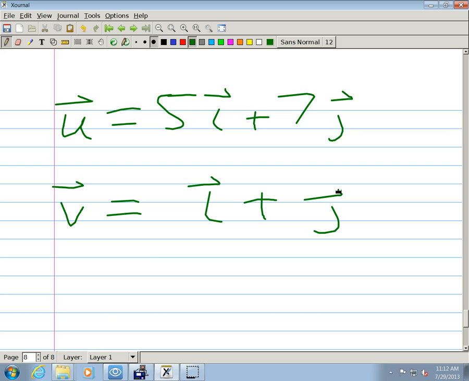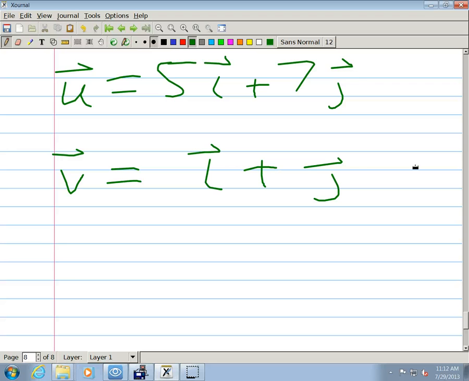Okay. And my question is, let's just talk. How do you add vectors? How do you subtract vectors? So what's u plus v? Component-wise. Now, we're not doing r theta now. We're doing x's and y's. And it's very easy. To add vectors component-wise, you add up the i's, you add up the j's. So how many i's do you see? 6.